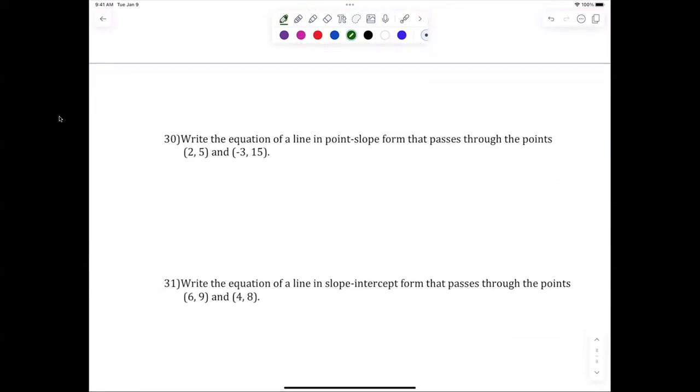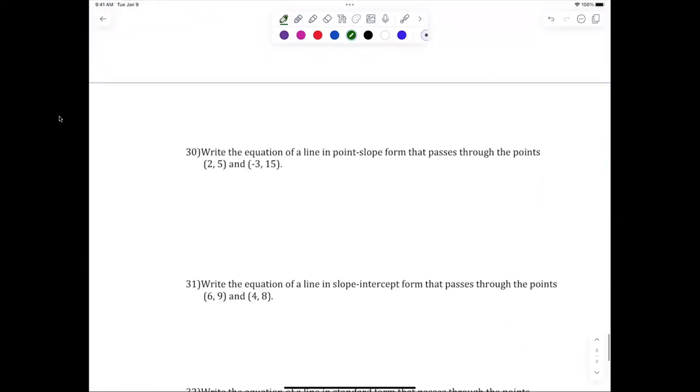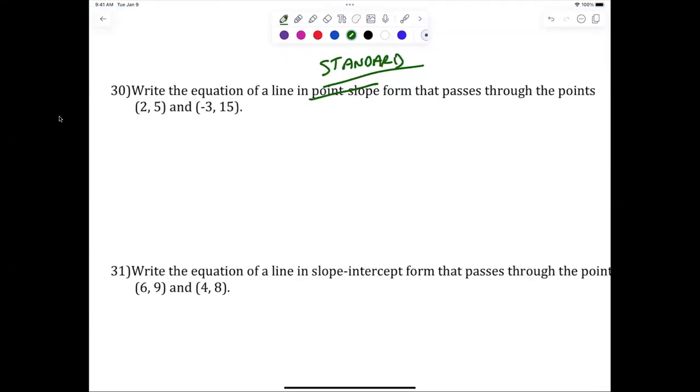All right, I want to do the next one in standard form also, just for extra practice. Okay, I'm going to let you help me with this one. Calculate what the slope is for me. I need everybody to help me with this. Tell me what the slope is. Anybody else get -2? We're good with -2.